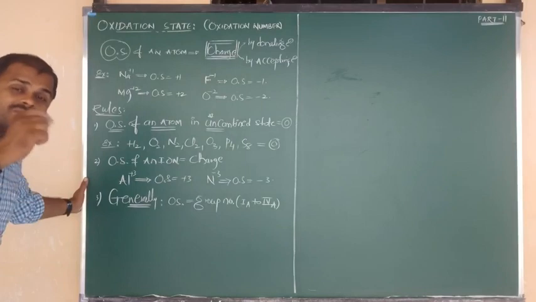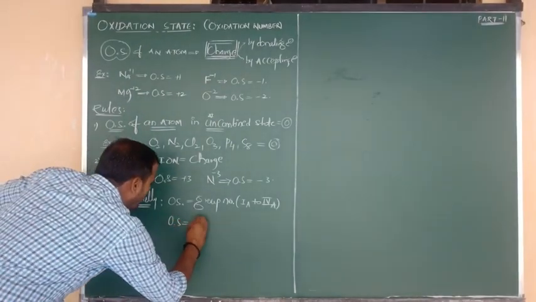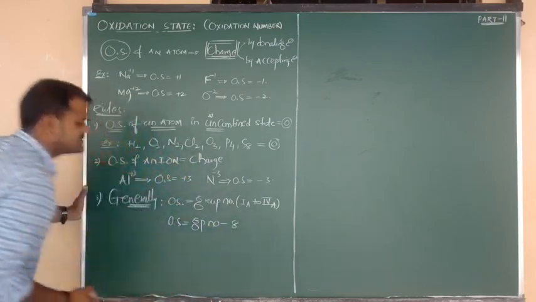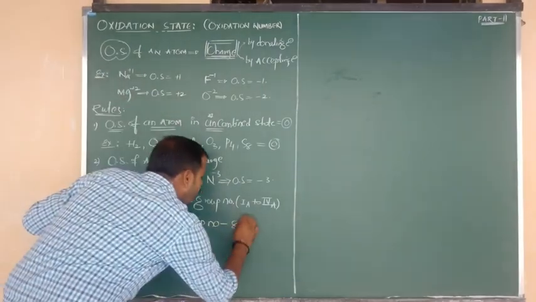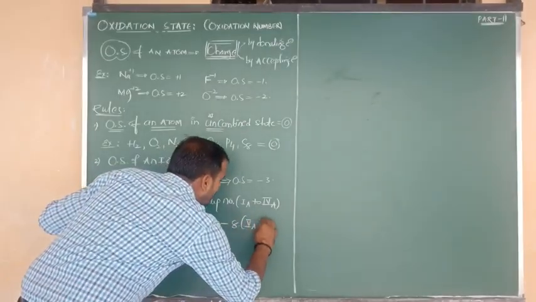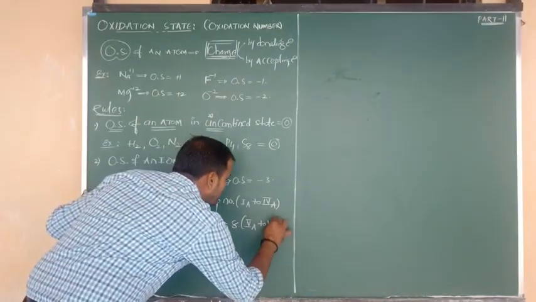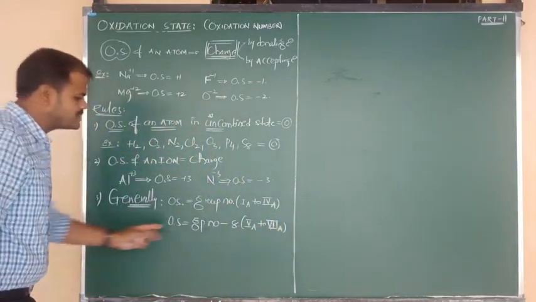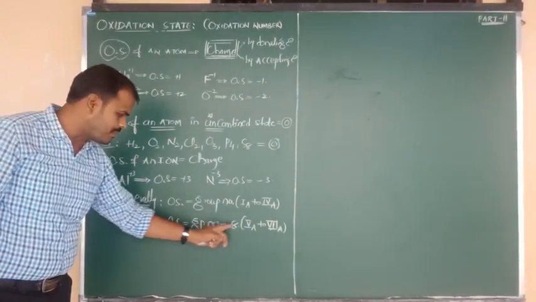After 4A, from 5A to 7A group, the oxidation state is equal to group number minus 8. This formula we have to use for 5A group, 6A group and 7A group. For these 3 groups, 5A, 6A and 7A, we use the formula: oxidation state is equal to group number minus 8.